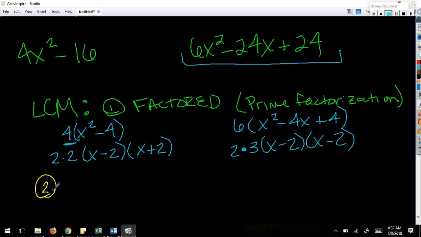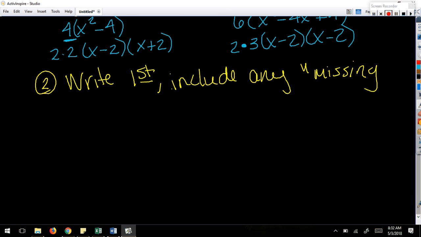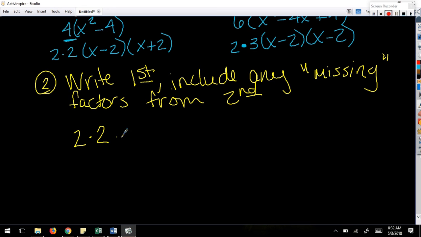Here's what I do. I generally write the first one and then include any missing factors from the second to find the LCM. So I take the first one, 2 times 2, x minus 2, x plus 2, because that entire piece has to be included in the LCM. Okay? Now I come over here.